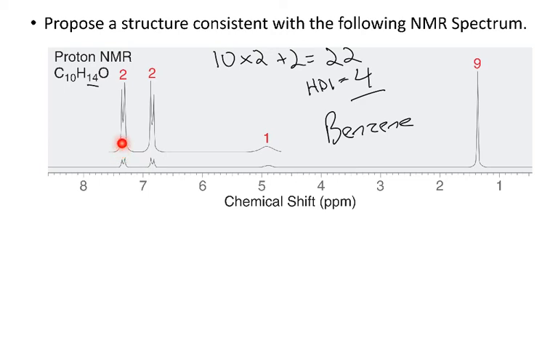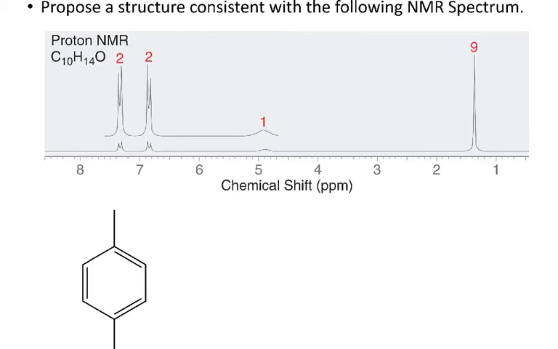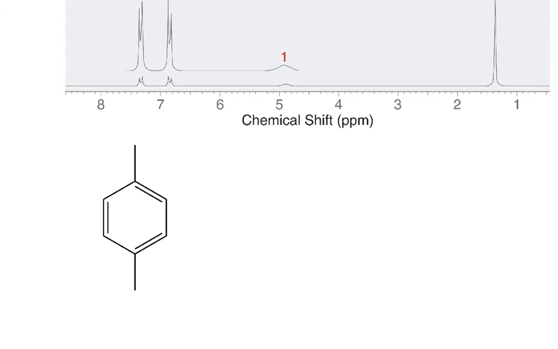And even more specifically, we've got these 2 doublets, and this is the pattern that we look for when we have a para-substituted benzene molecule. So we've got groups coming off here and opposite. All right, so let's go to the next slide. We have a little bit more room. All right, so we're pretty sure we've got a para-substituted benzene molecule, and let's see what the other signals can tell us.